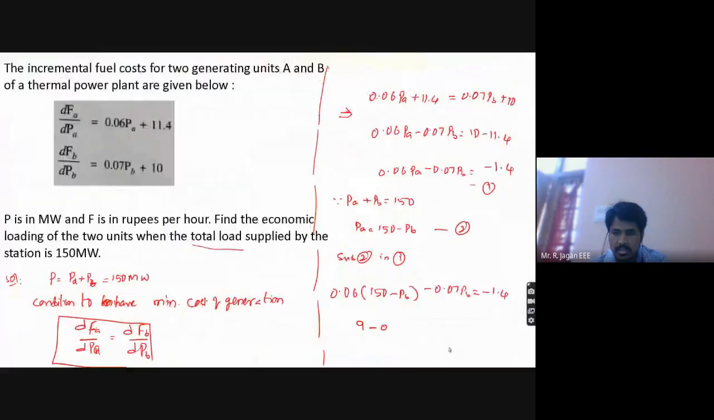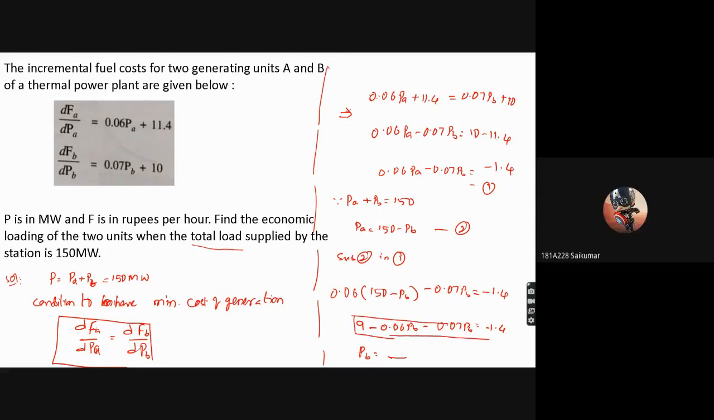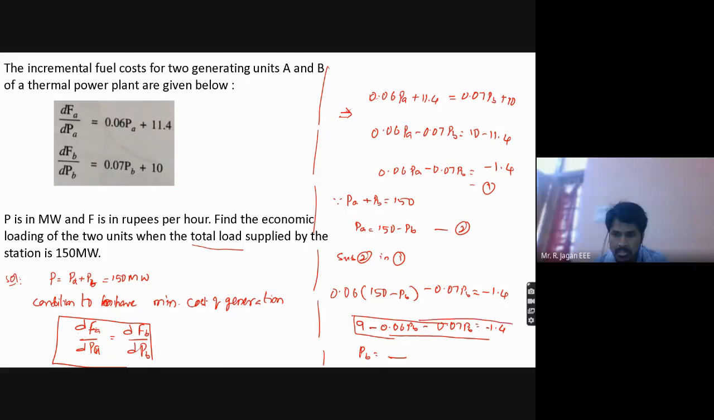0.06 PB minus 0.07 PB is equal to minus 1.4. Right? Now we can find out the PB value from this expression. Please do it and tell me. From this expression, you can find the value of PB. PB is 130 megawatt of power.